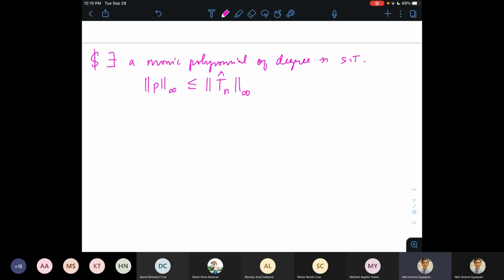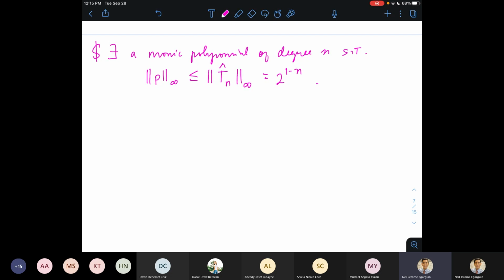Pero alam na natin yung L infinity norm ng T hat, right? That is the supremum of the absolute value. So ito ay 2 to the 1 minus n. Okay? Now, kunwari, merong monic polynomial of degree n na mas maliit yung L infinity norm kesa sa Chebyshev polynomial of degree n. Okay? Tawagin ko siyang P. And I want to find a contradiction, or at least I want to show that P is equal to T hat sub n.